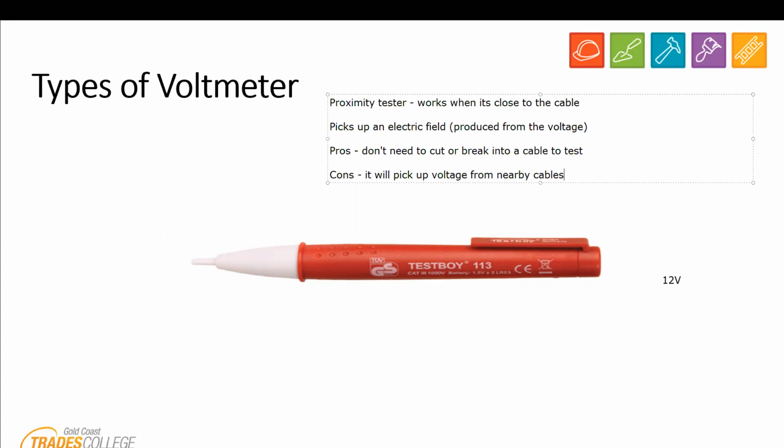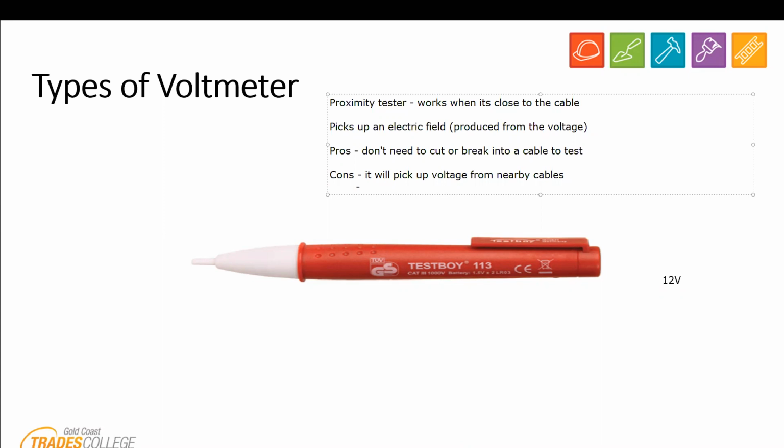All right, like I just said, if you've got 5 cables lying on the floor, you can't just press it against one of them, because if the one you're pressing against is dead but the one next to it is live, this thing will still light up. So it's very dangerous and confusing in that sense. Ideally you would pick the cable up and press it against there. It'll pick up voltage from nearby cables, so from an accuracy point of view, you're not always sure if it's picking the right one up.